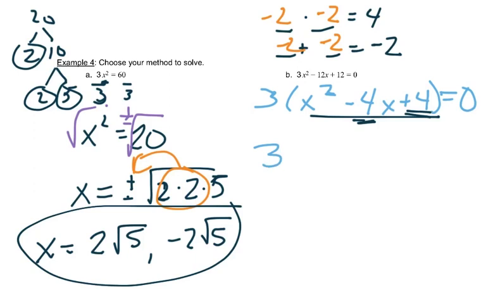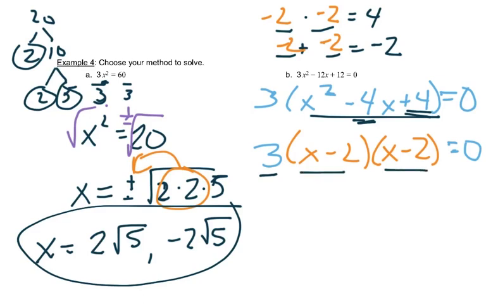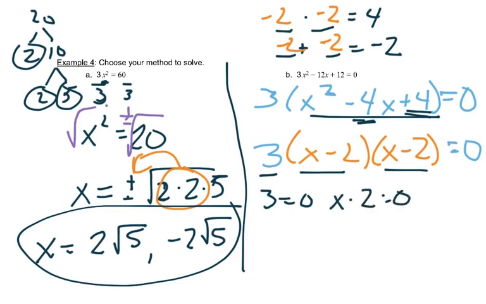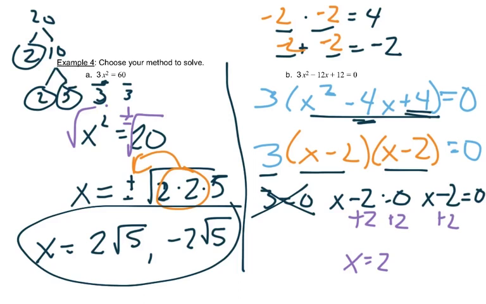So the 3 would stay out in front, and then I would have x minus 2 and x minus 2 equals 0. And now I've got 3 factors. So I set them each equal to 0. 3 equals 0, x minus 2 equals 0, and x minus 2 equals 0. This doesn't work, so we just cross it out. Here we would add 2 to both sides, so we get x equals 2. And here we'd add 2 to both sides and get x equals 2. This is really 2 answers, but usually we only write it once since it's the same answer repeated.